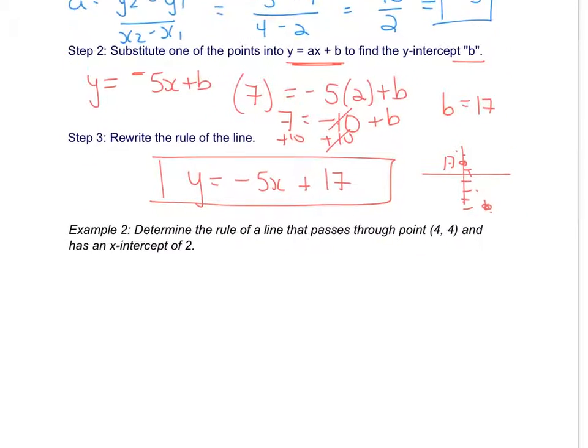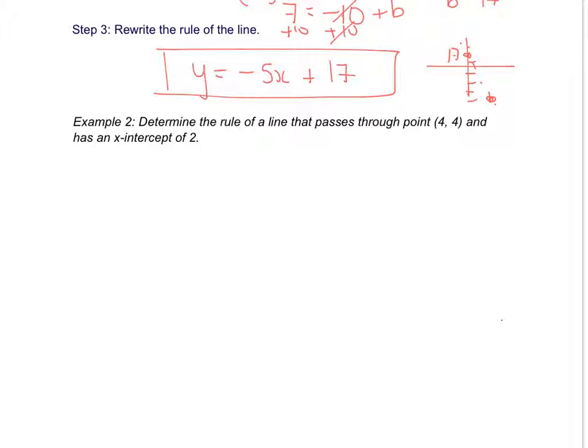So our next question. Determine the rule, so we're finding the equation, y is equal to ax plus b again, that passes through point (4, 4), so that's my x1, y1, and has an x-intercept of 2. Well, if it's an x-intercept of 2, what's the coordinate? 2 and 0. Because it's an x-intercept, it goes through the x-axis, and there's no y value. So x2 and y2. So first step, find the slope.